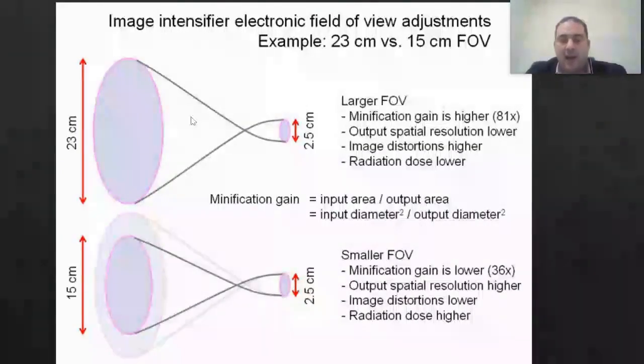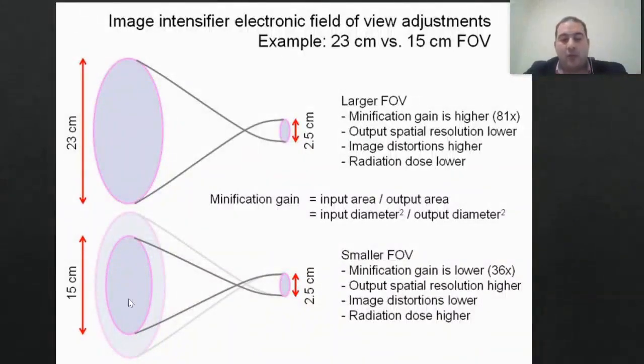So, which one will give you a higher spatial resolution? The smaller field of view will give you a higher spatial resolution than the large field of view. Now, which one will cause you more problems with the image? The large field of view will have higher image distortion. Why is it higher? We will talk later about some artifacts that will result from your field of view.